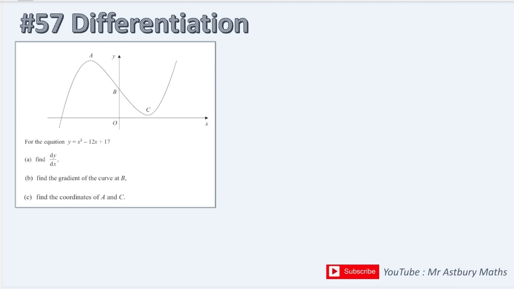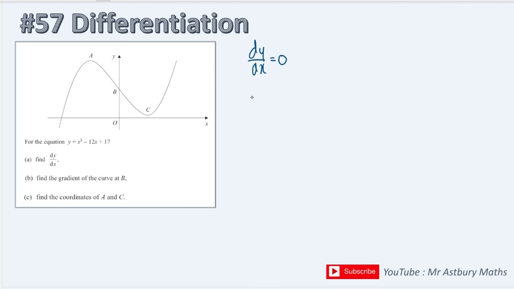And the final thing we need to know is that stationary points occur when dy by dx equals 0. That's when the tangent or the gradient at that point is flat. It's where the gradient equals 0. Okay, let's do this question.